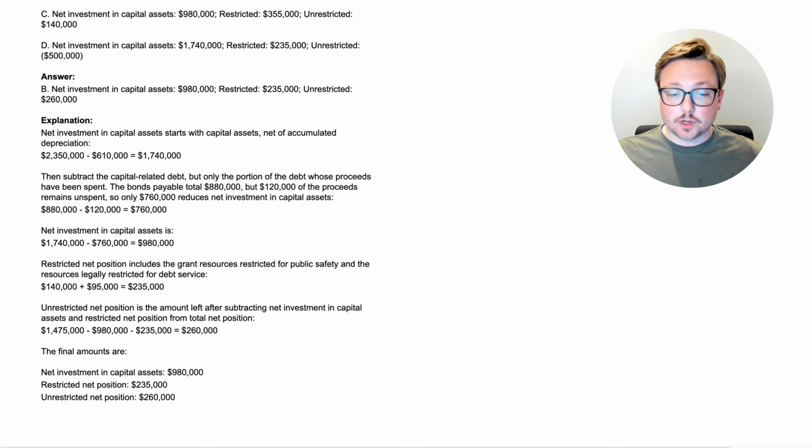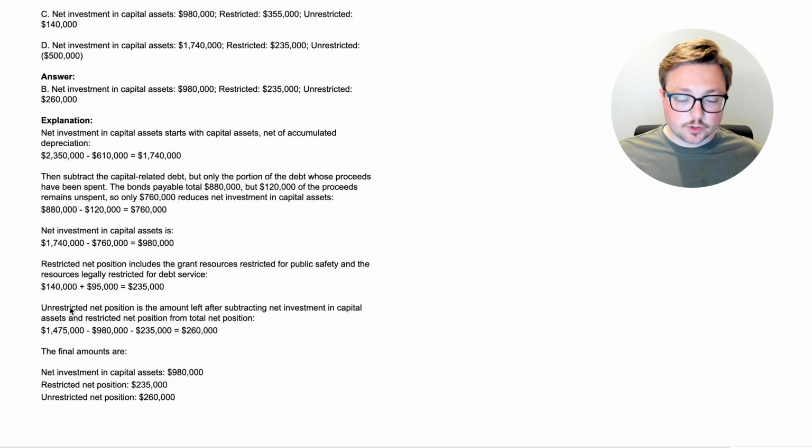Next, we go on to restricted net position. Restricted net position includes the grant resources restricted for public safety and the resources legally restricted for debt service. Again, these are external sources restricting it. The grant is the external force, and a legal or law, something to do with the law, is restricting the other thing. So they're both restricted, not unrestricted. So $140,000 plus $95,000 equals $235,000 of restricted net position.